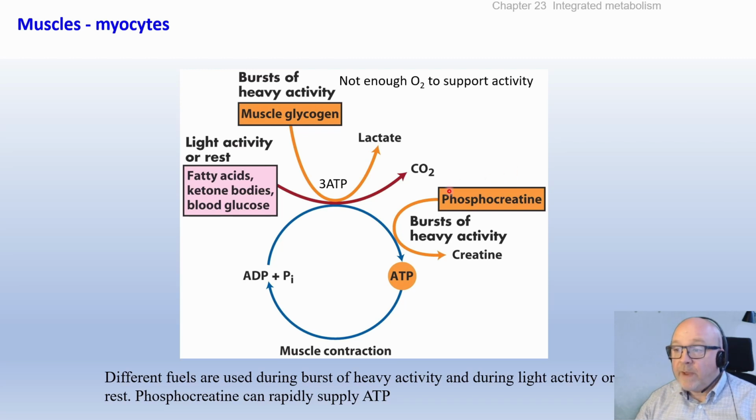Then we have, again under bursts of heavy activity, phosphocreatine, which can be used as a rapid source to replace ATP. So it takes ADP and converts it to ATP. Under conditions of light activity or rest, the muscle will use fatty acids, ketone bodies if they're available, or blood glucose and break them down completely and extract a lot of ATP.